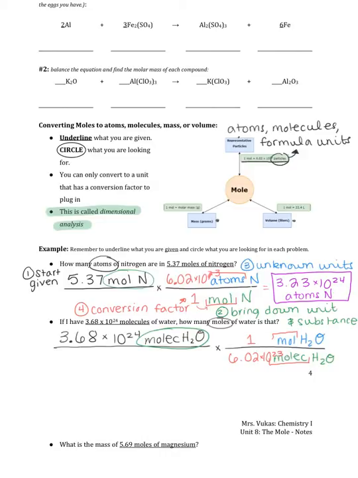Now, when we solve this, because we have 3.68 times 10 to the 24th in the numerator and 6.02 times 10 to the 23rd in the denominator, we actually want to divide out those numbers, 3.68 times 10 to the 24th, divided by 6.02 times 10 to the 23rd. When you do that, you're going to get 6.11 moles of water. Remember that your answer needs three parts. It needs a number, a unit, and a substance every single time.